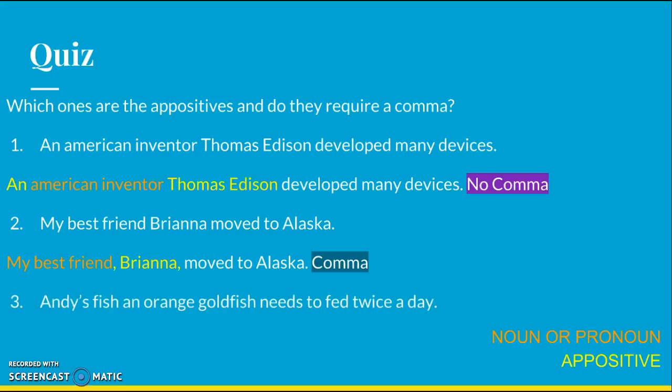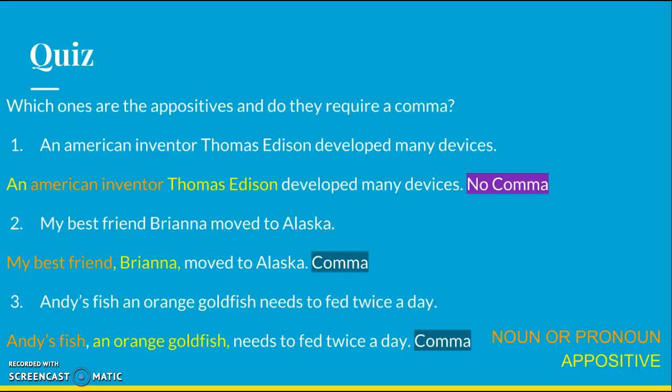Number 3. Andy's fish, an orange goldfish, needs to be fed twice a day. In this sentence, an orange goldfish is the appositive, and you need a comma because an orange goldfish is not required for the sentence, but still provides extra information.